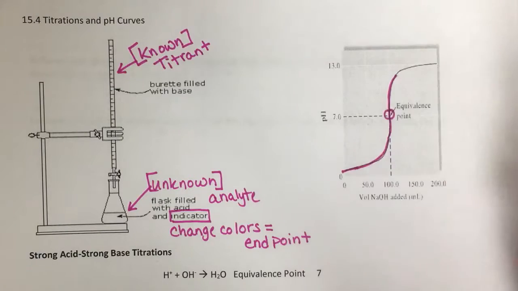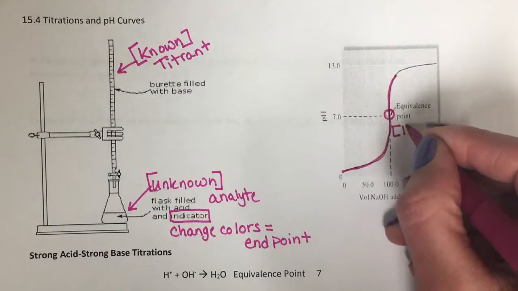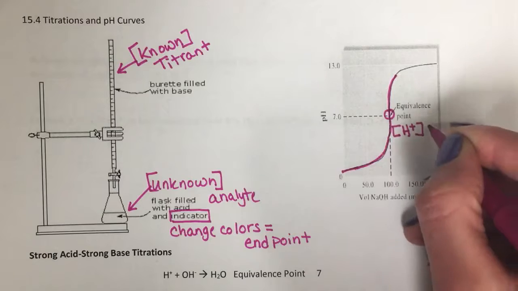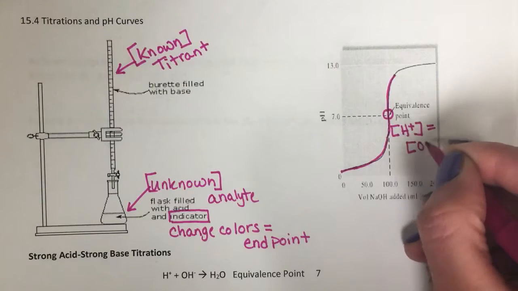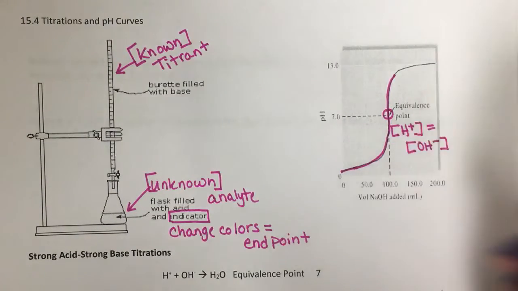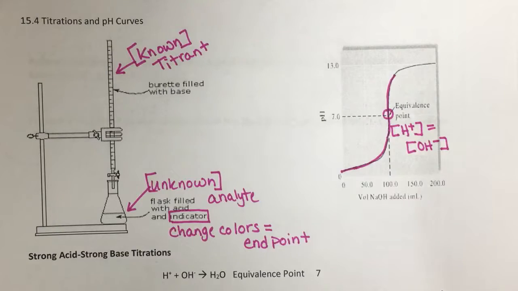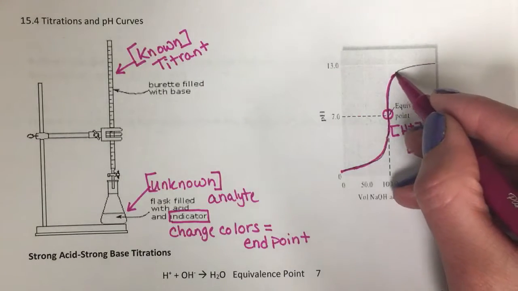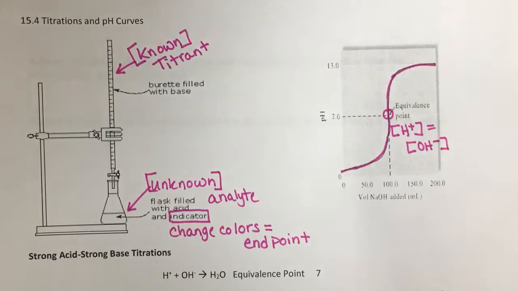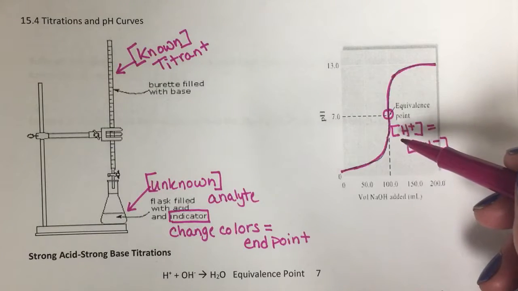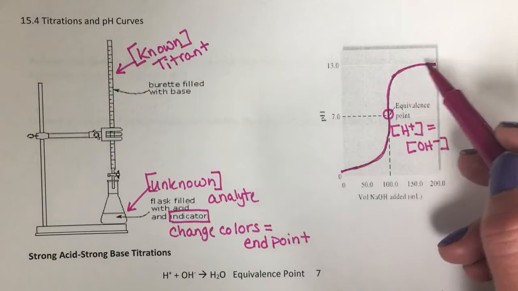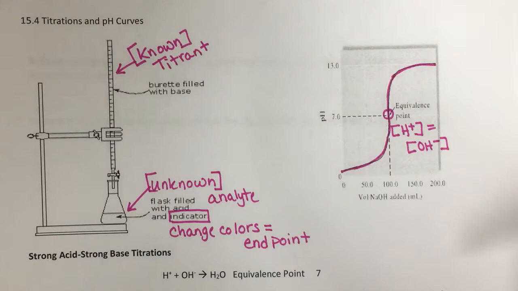At the equivalence point, the concentration of my acid is equal to the concentration of my base. They are equivalent. Now, if you notice, this levels out up top because eventually I'm going to hit a point where all of my acid is used up. The only thing left over is base. Okay? So I can use either of these systems.